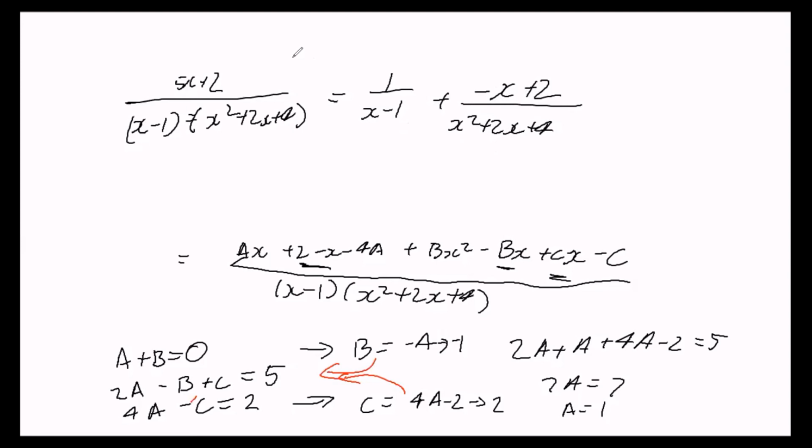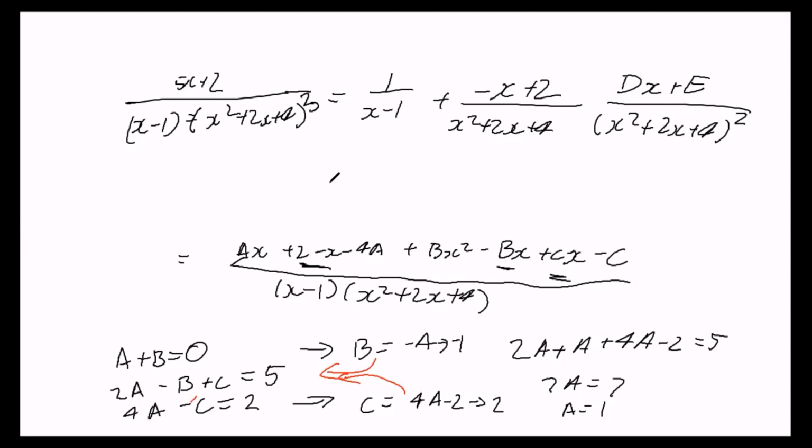Now, importantly, before we had repeated linear factors, we can also have repeated quadratic factors. If I were to square or cube that, I would then have to add another term, say dx plus e all over x squared plus 2x plus 4 squared. And I can do that as well, which I realize would be annoying and rather time consuming, but you can get questions like that.